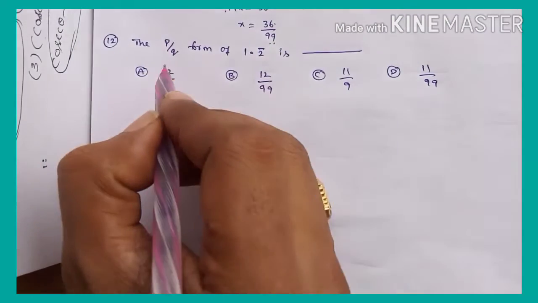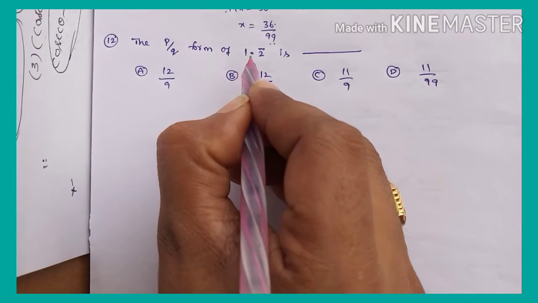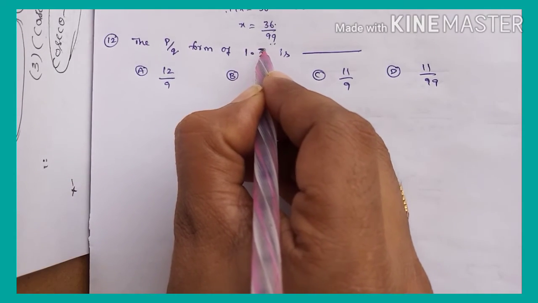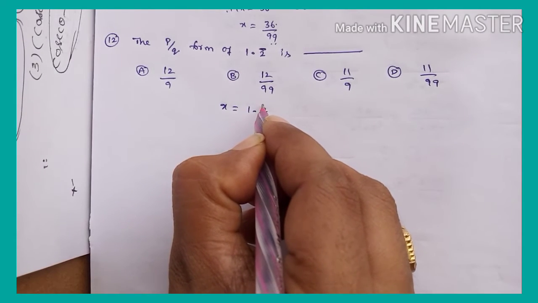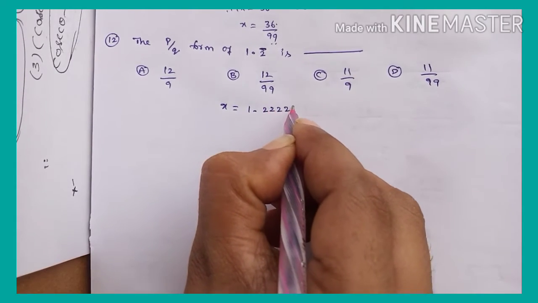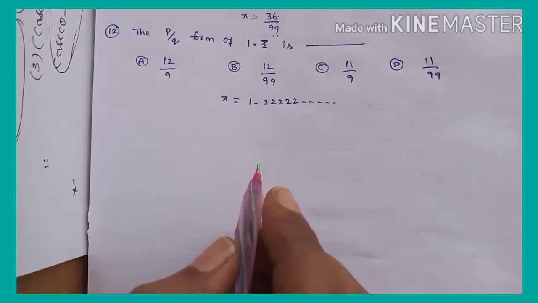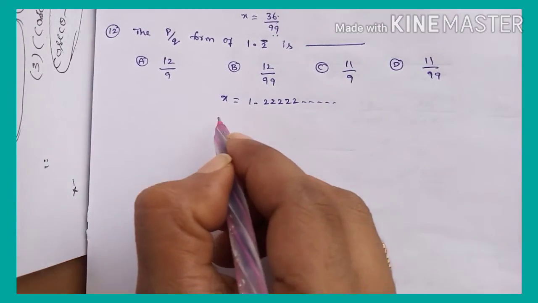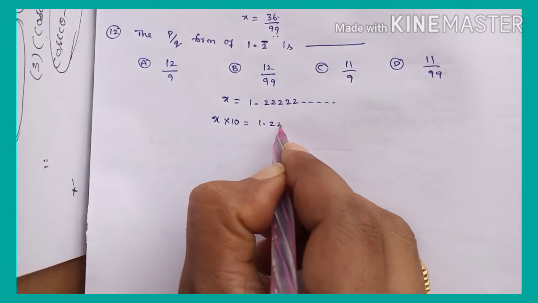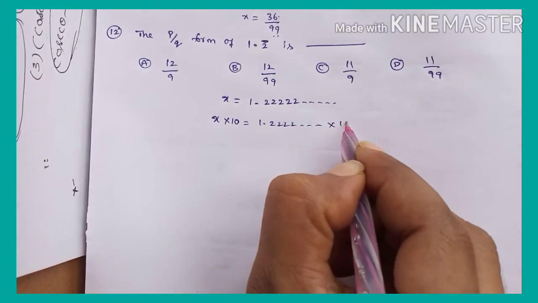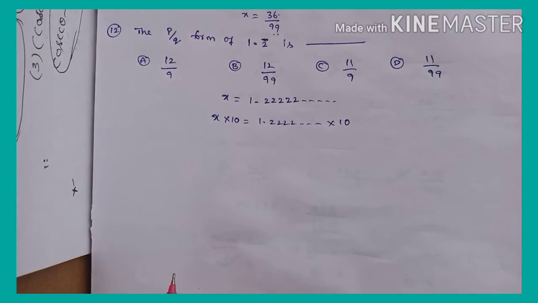Now the problem: p by q form of 1.2 bar. Here let the value of x be equal to 1.2 bar, that we can write as 2, 2, 2, 2, 2 and so on. Here one value is repeating, so multiply with 10. Multiply the first value with 10 and so on, also multiply with 10. Right?